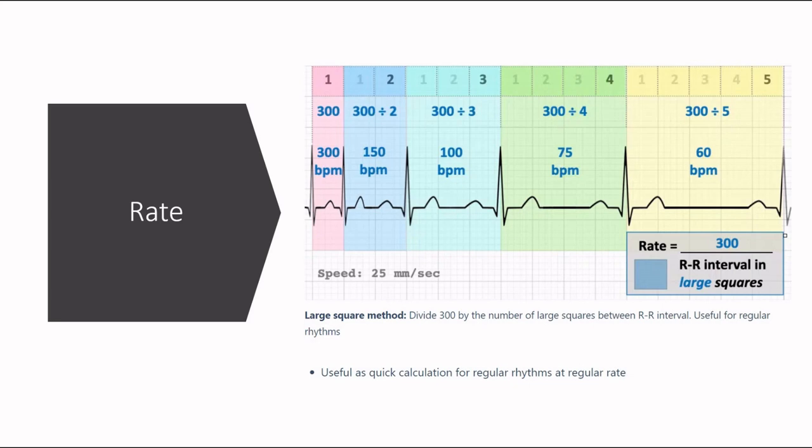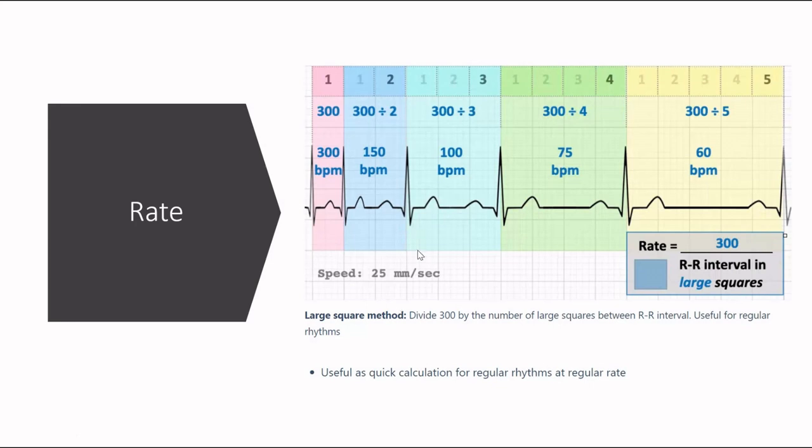First, the large square method. Essentially, you divide 300 by the number of large squares between R to R interval. This is useful for regular rhythms. For example, as shown here, if between 2 R intervals you got 3 large boxes between, 300 divided by 3 gives you 100.